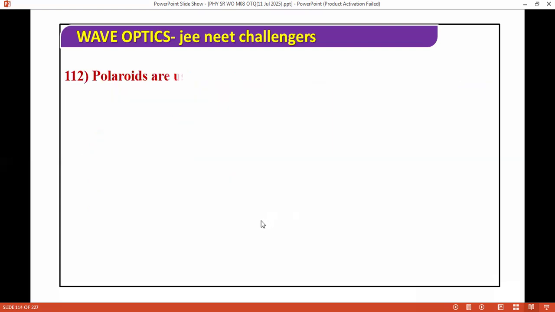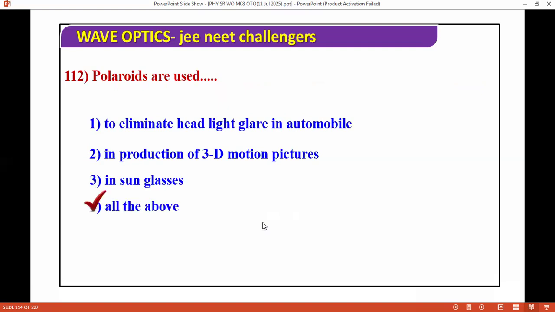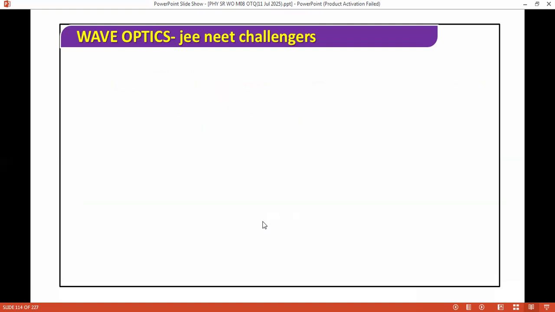Polaroids are used to eliminate headlight glare in automobiles, in the production of 3D motion pictures, and in sunglasses, or all of the above. The correct answer is all of the above. Next question, I'm moving ahead.